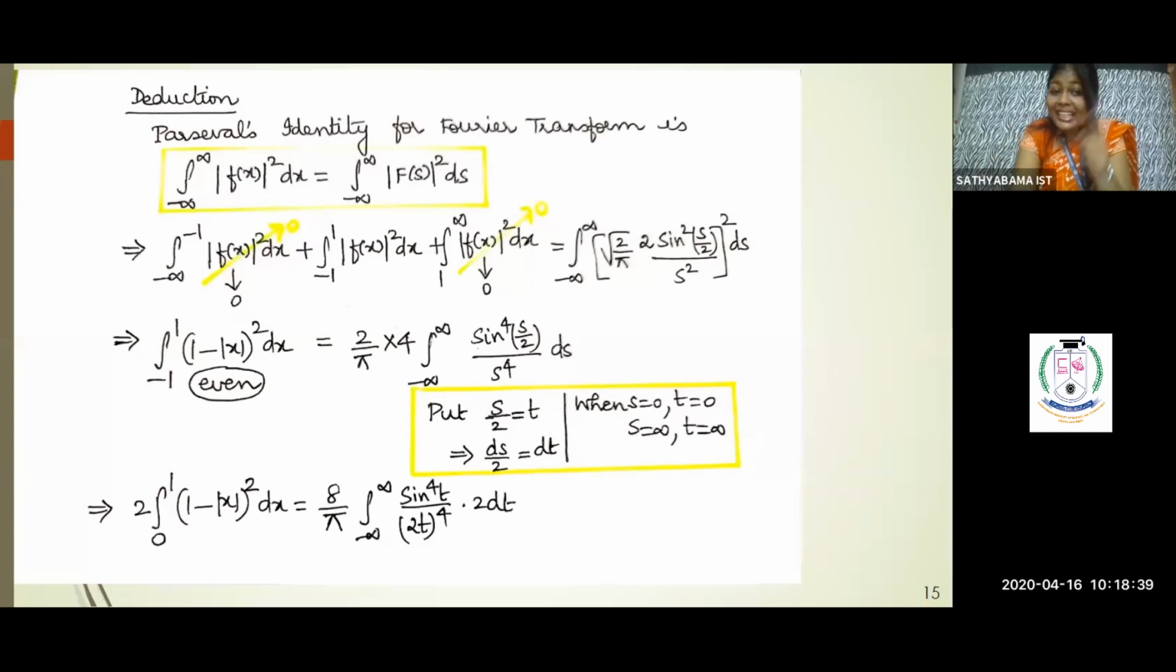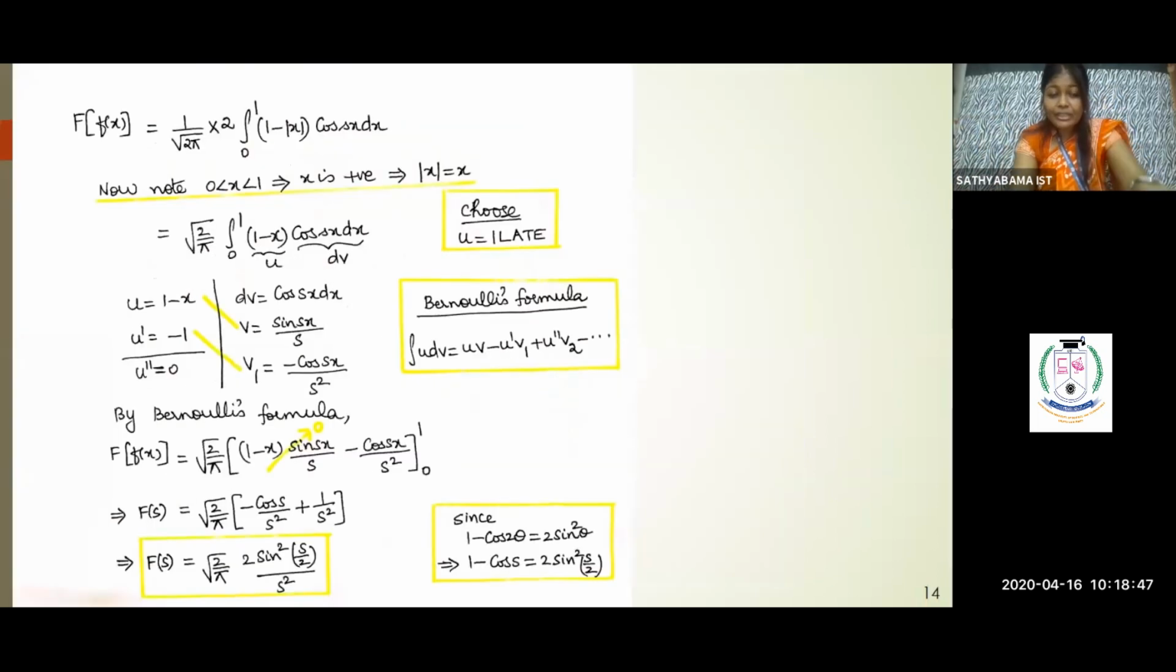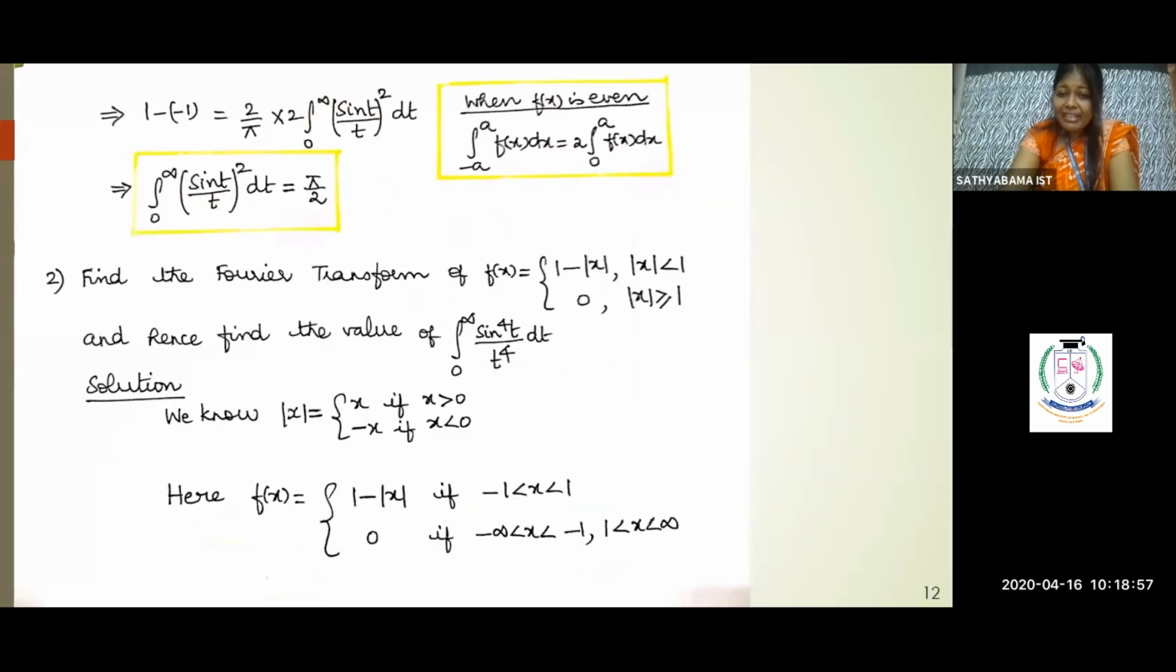Now, why did I go for Parseval's identity? I have only one deduction. I can use the inversion formula or Parseval's. Why did I go for Parseval's? Now listen carefully. Look at the last step. The Fourier transform of f of x, which is f of s, has sine square by s square. But what do we have in the deduction? In the deduction, we have sine power 4 by t power 4.